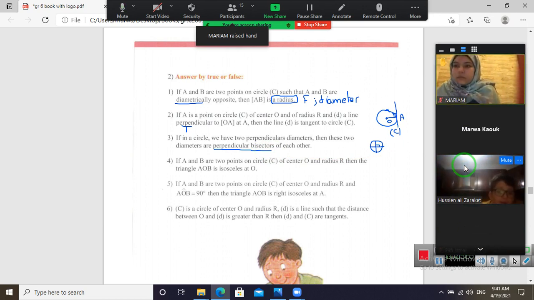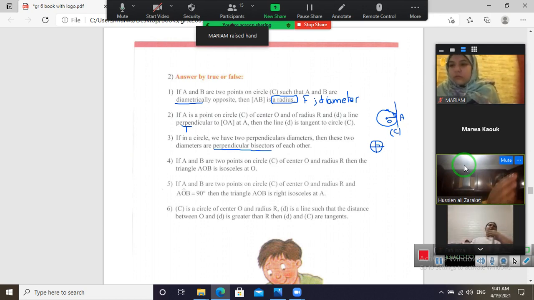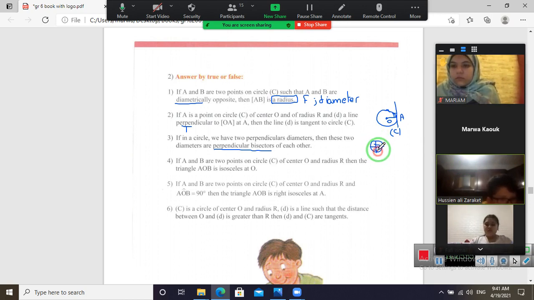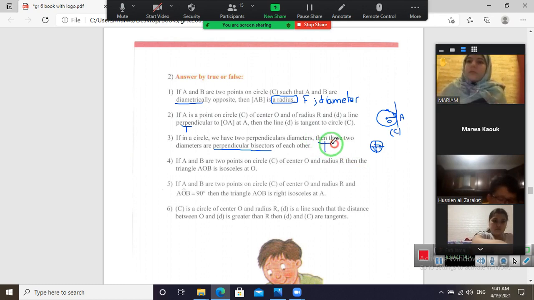A perpendicular bisector is perpendicular and cuts the line at a point into two equal parts. That means it's perpendicular at its midpoint. As you know, the midpoint is O here, and this one is equal to this one, and equal to this one also, since all of them are radii. So is it perpendicular, yes or no? Yes. True.